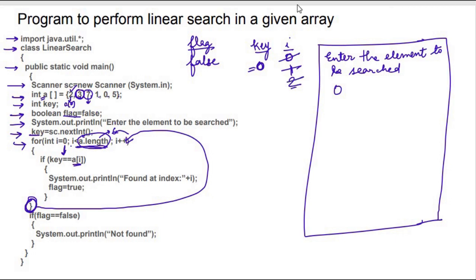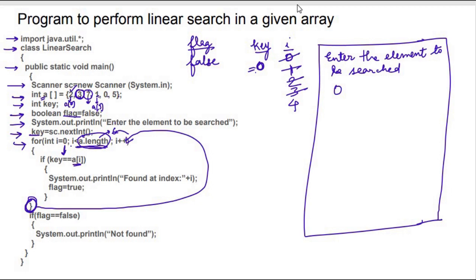I plus plus, I is 3. So that means A3 will be checked this time again. So 1 is equal to 0. Again this is false. If will not happen. The cycle continues. I plus plus happens. I becomes 4. 4 is less than 6. Condition is true. It enters into the for loop.